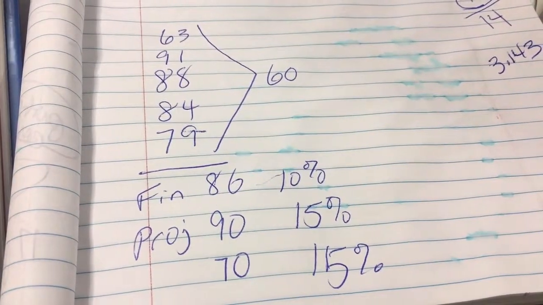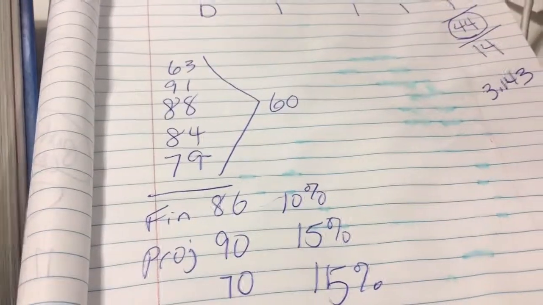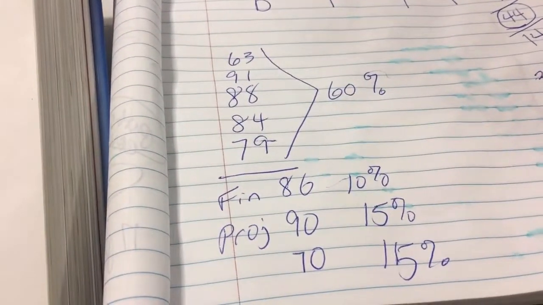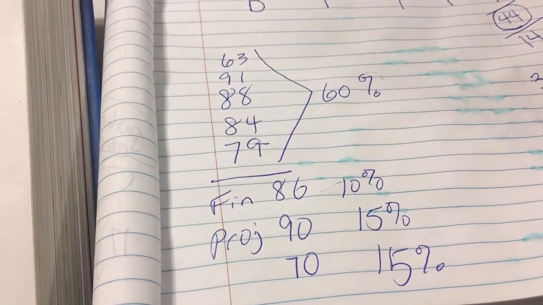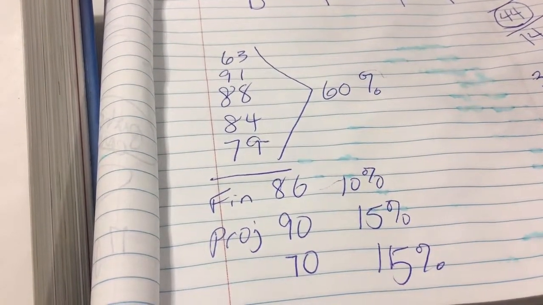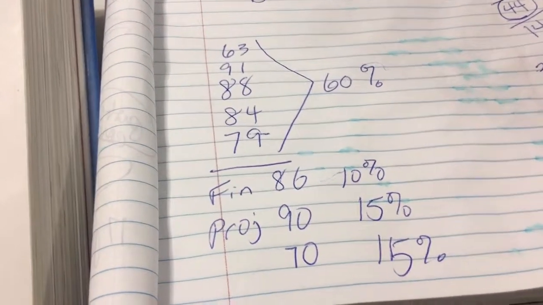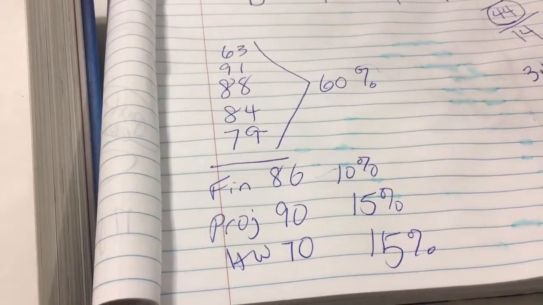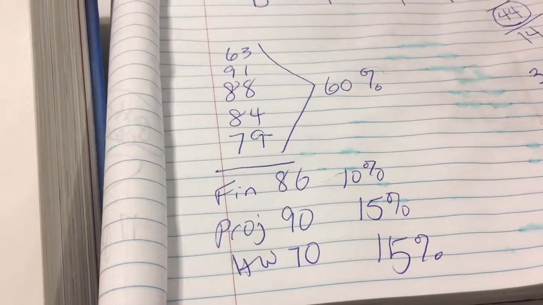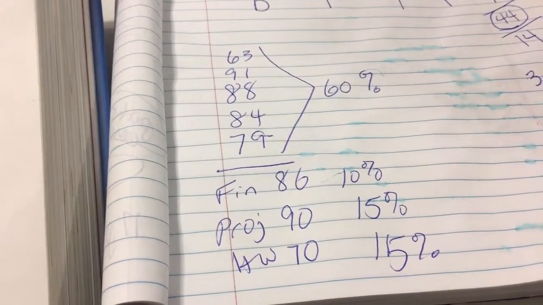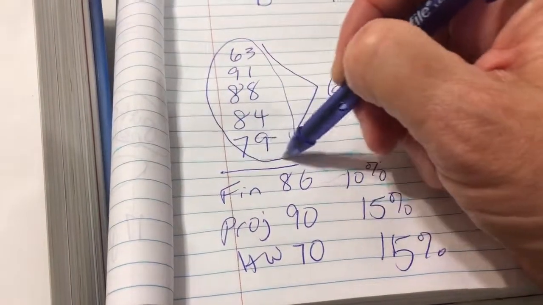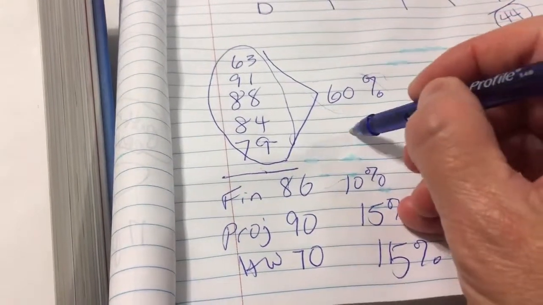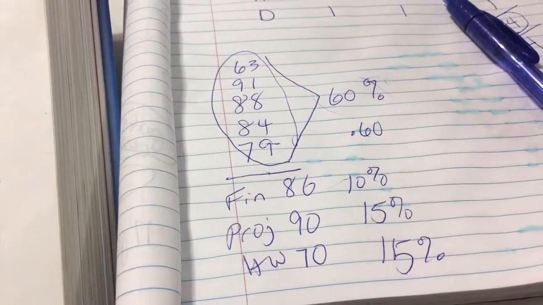Okay, so here is the data as I jotted it down. She's got 5 test scores, and that's going to be 60% of her overall grade. So we'll put a percentage sign there. And then she's got final 86. That's 10%, projects 90, that's 15%, and 70 was her homework. I forgot to write that down, homework. And she has that as 15% of her grade. So what we're going to do is take the 5 tests and get the average, which means I'm going to add them all together, divide by 5, and then multiply that by 0.60 because it is 60% of her grade.